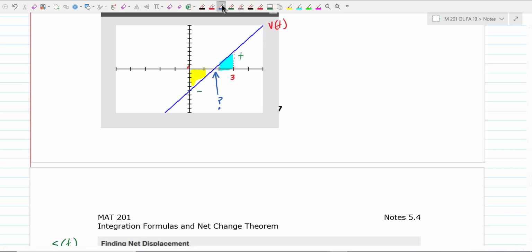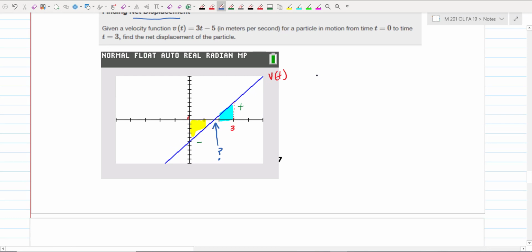And I'm going to go ahead and just do this right here. What I need to do is take that equation, 3t minus 5, and find an x-intercept. To find an x-intercept, I just set that equal to 0 and solve this equation. So I'd have 3t equals 5. I can divide by 3, so I would get t equals 5/3. So that key number right there is 5/3.